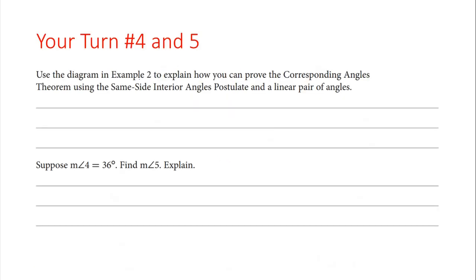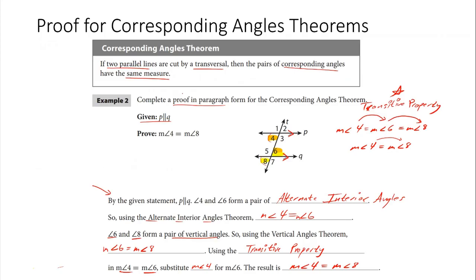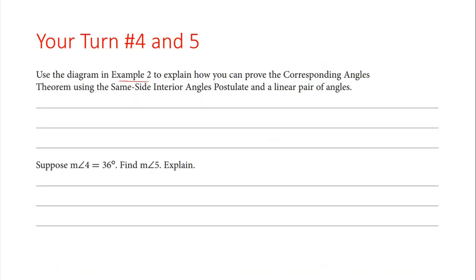All right, so your turn, numbers 4 and 5. Use the diagram in example 2. That was this one right here, okay? And explain how you can prove the corresponding angles theorem using the same side interior angles postulate and a linear pair of angles. So honestly, try to talk each other through that one. Try to write it as best you can, get a general consensus. Probably write this out on the board. Just ask me for a marker and then try to get a general consensus on why.